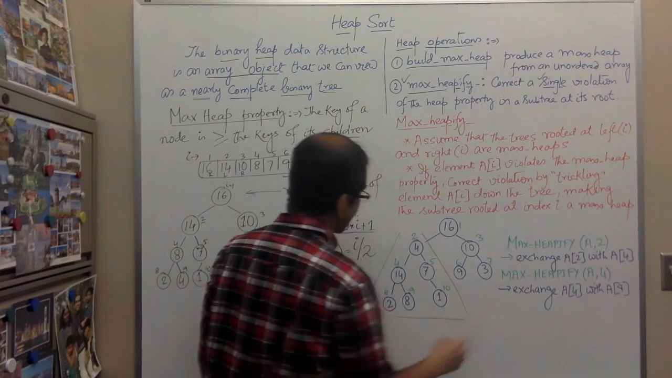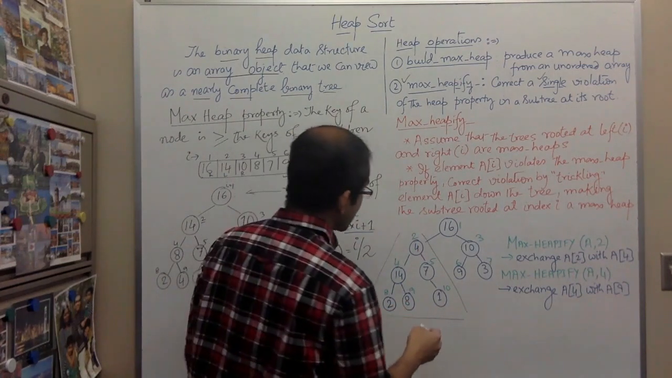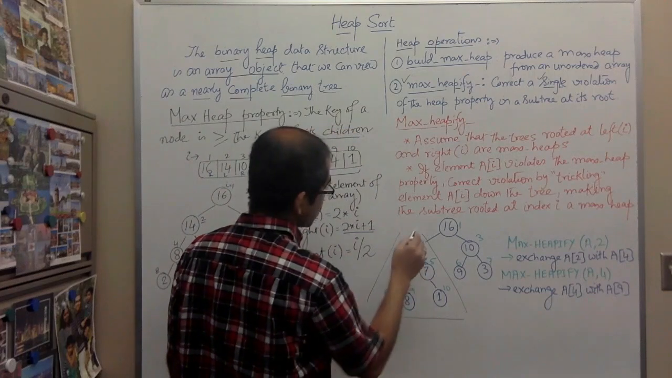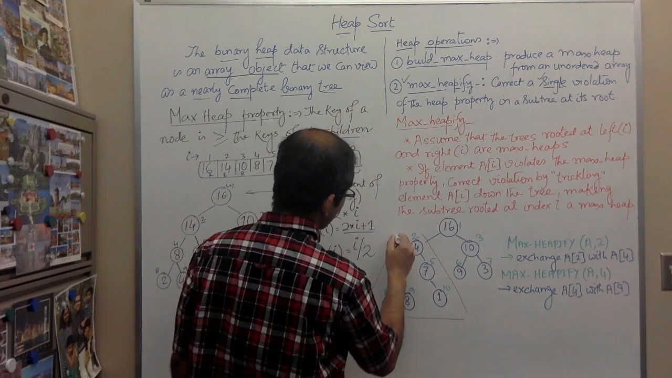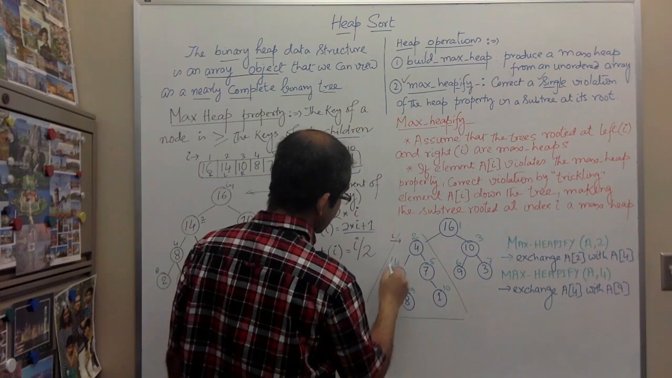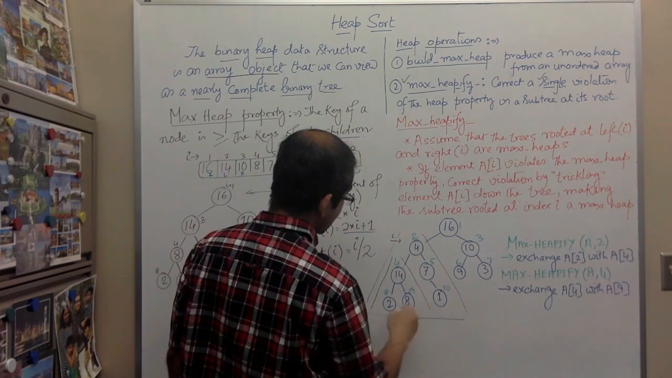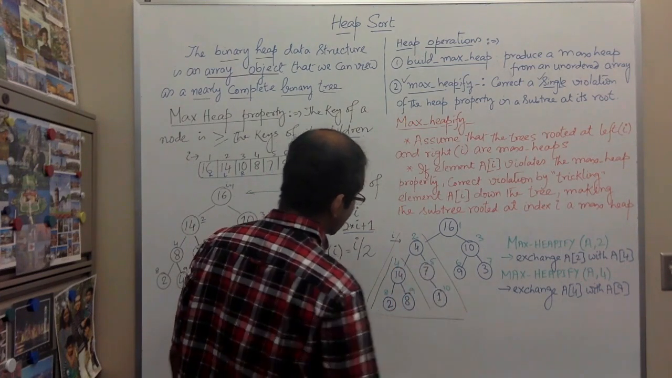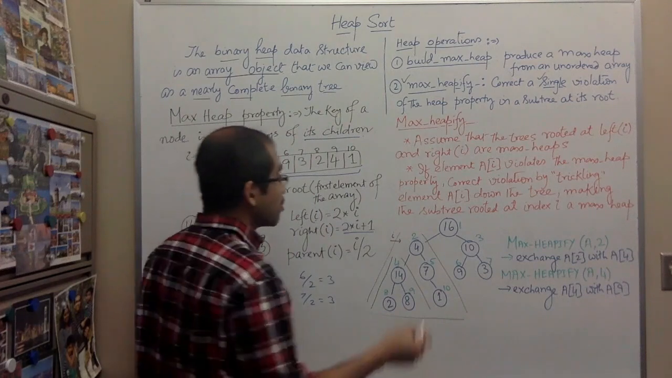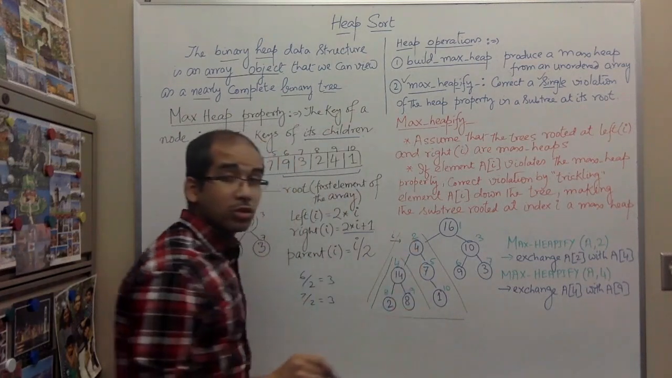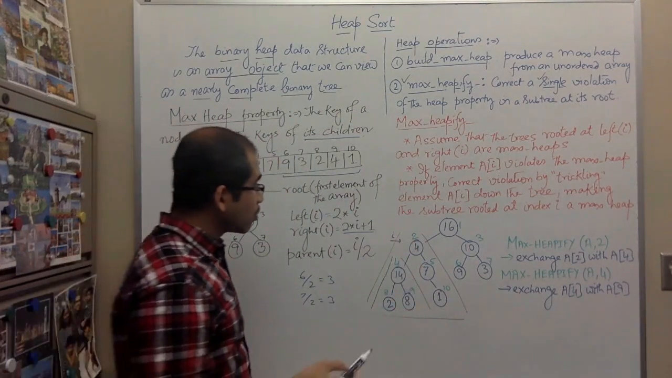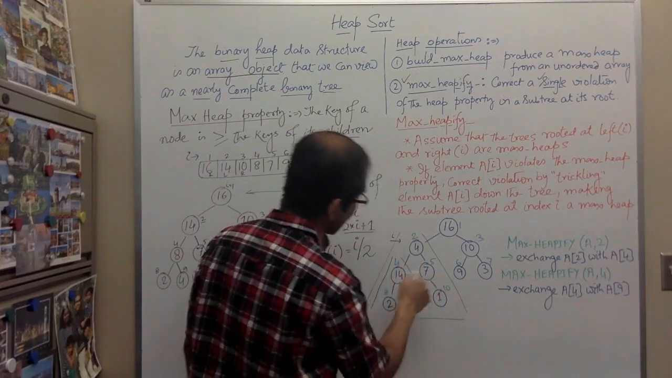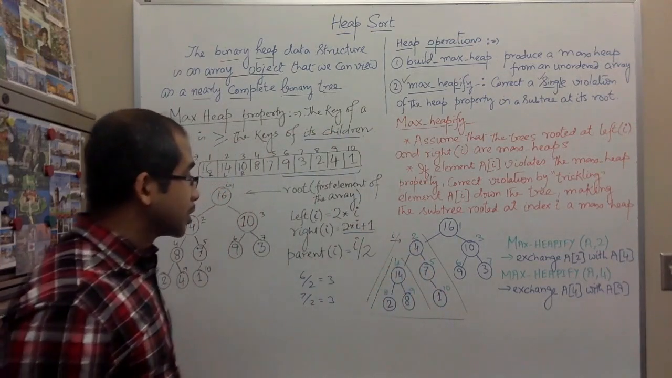Then I check, suppose I come to this node, particularly the node i. I check whether the subtrees at this and this are max heaps or not. Then I see yes, they are max heaps. But then I see what about A[i] itself, the root node itself. And then I see that the root node is actually less than the children.